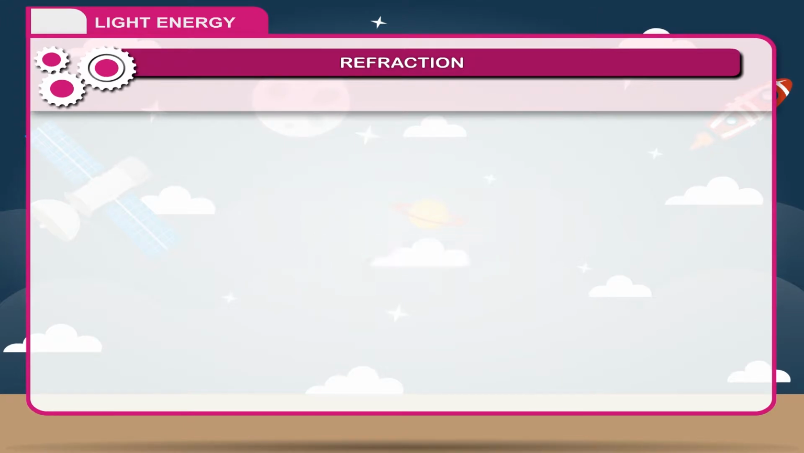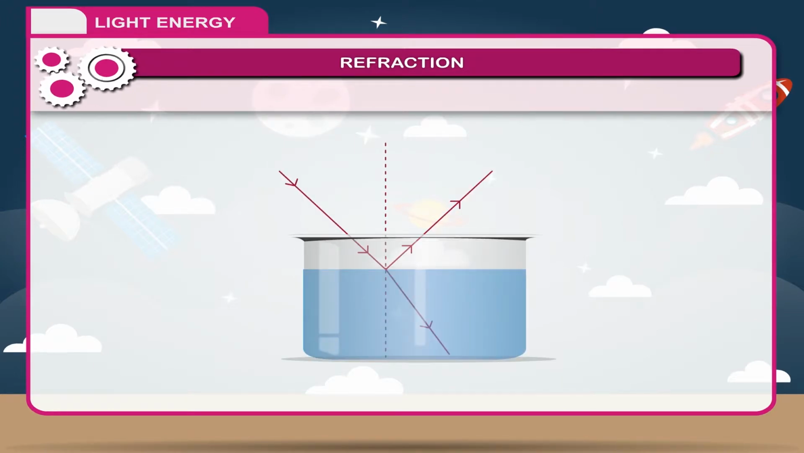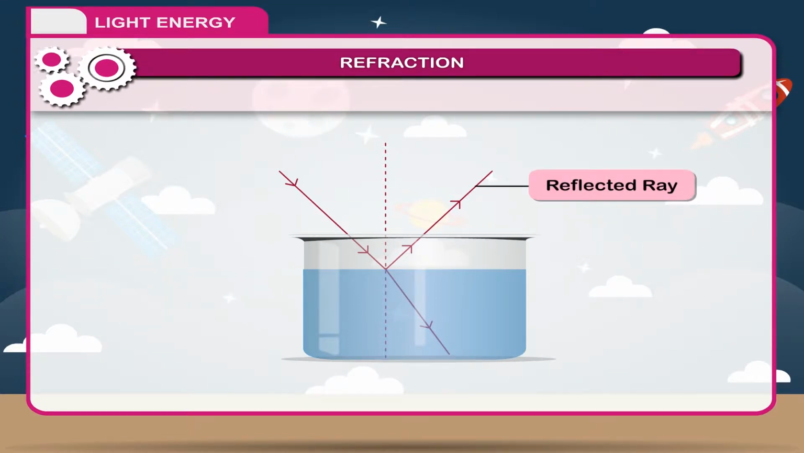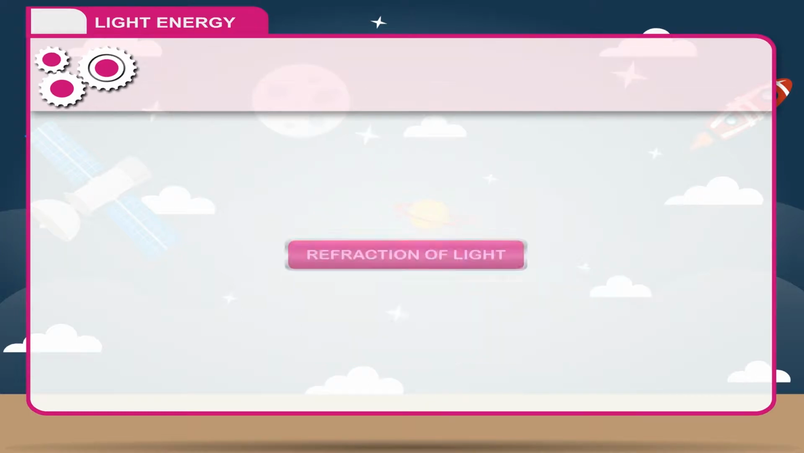Refraction. When a ray of light traveling from one transparent medium to another strikes the surface of separation between the two media, a part of the light is reflected back to the same medium while the remaining part travels through the second medium. But in the second medium, light does not follow the same path. This change in direction of light is referred to as refraction.